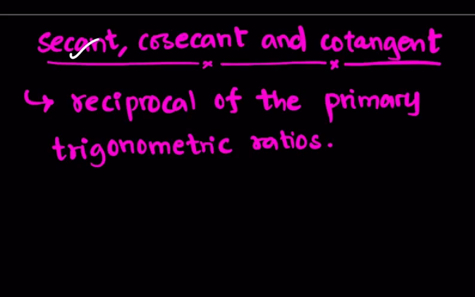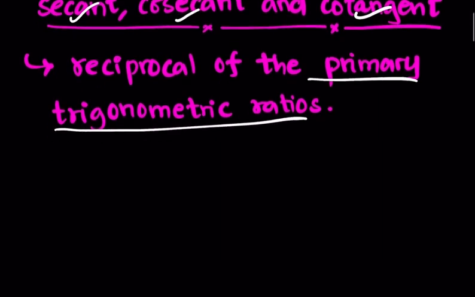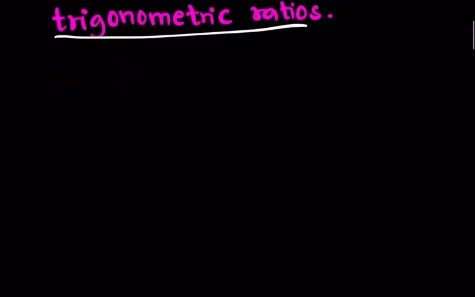Hello everyone, in this lesson let's see problems associated with secant, cosecant and cotangent ratios. Secant, cosecant and cotangent are the reciprocal of the primary trigonometric ratios. Now let's look at the formula associated with each of these ratios.